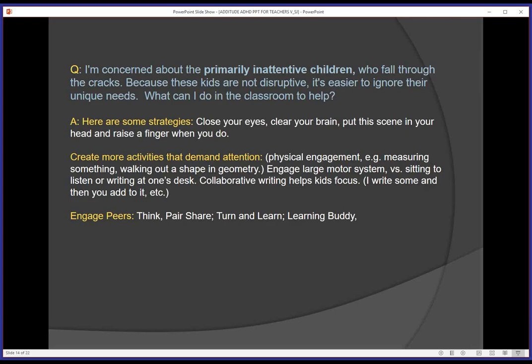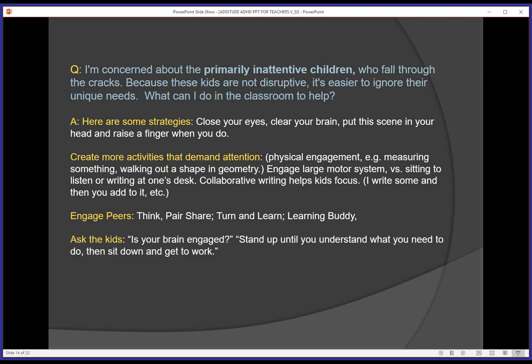I've talked to you before earlier about think, pair, share, turn and learn, learning buddy. Engaging kids in cooperative and collaborative learning is one very easy way to help kids stay focused. And when kids are isolated in their own learning, when they're in their own corners trying to figure things out, that's a time when attention can wane and attention can drift.